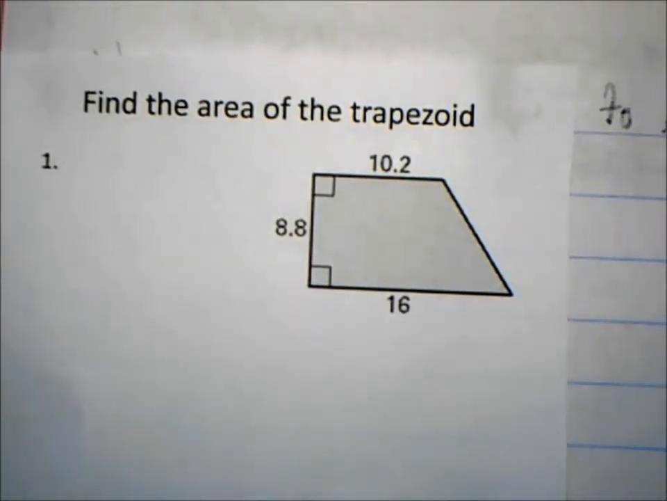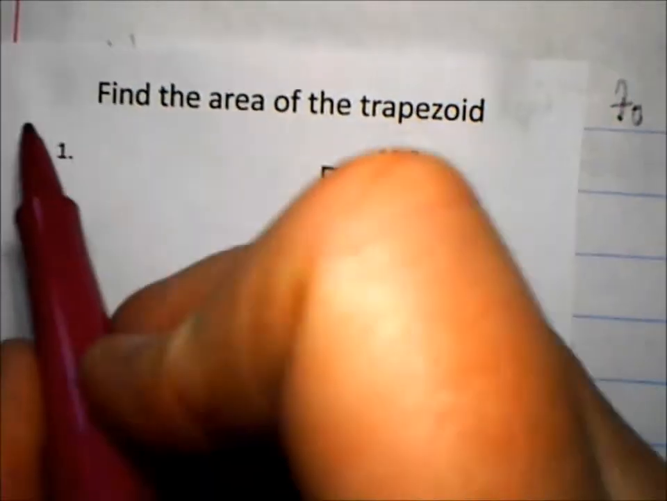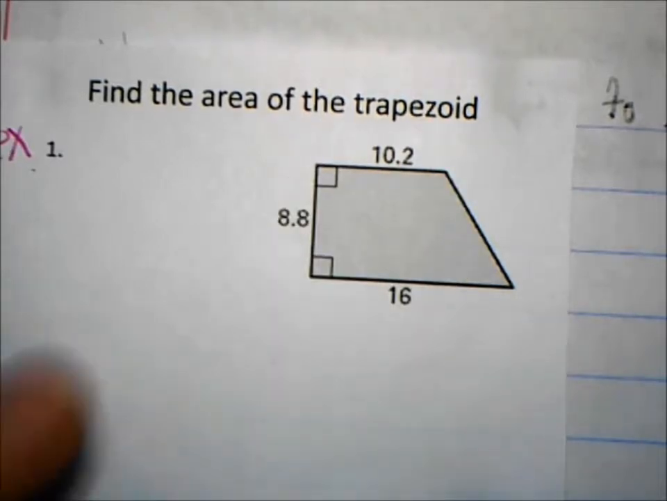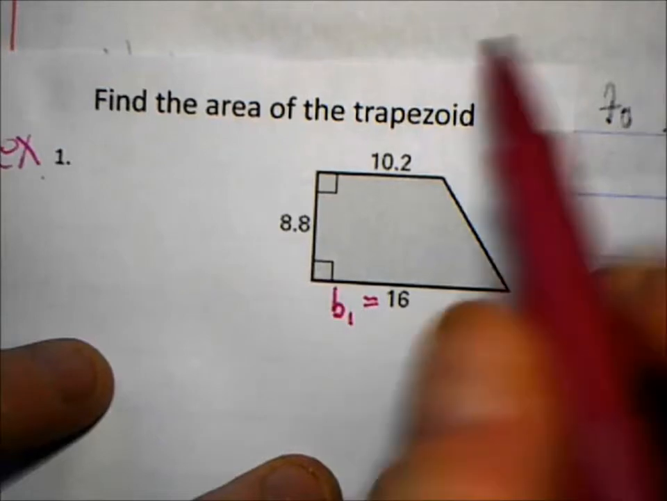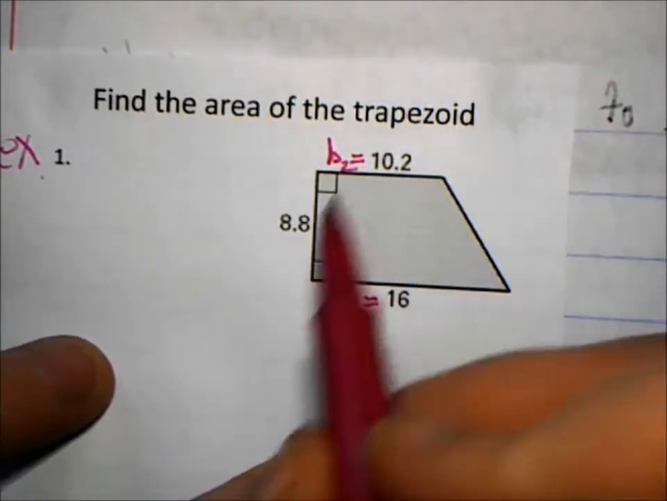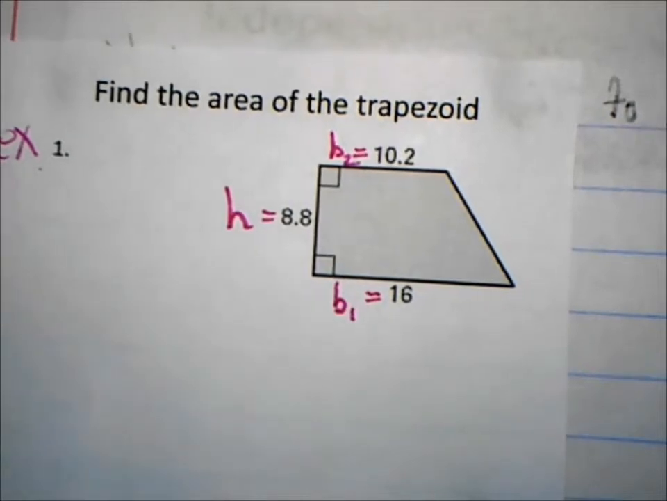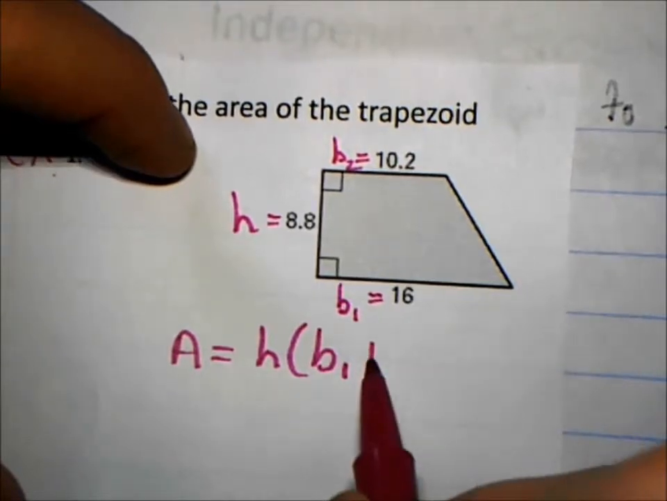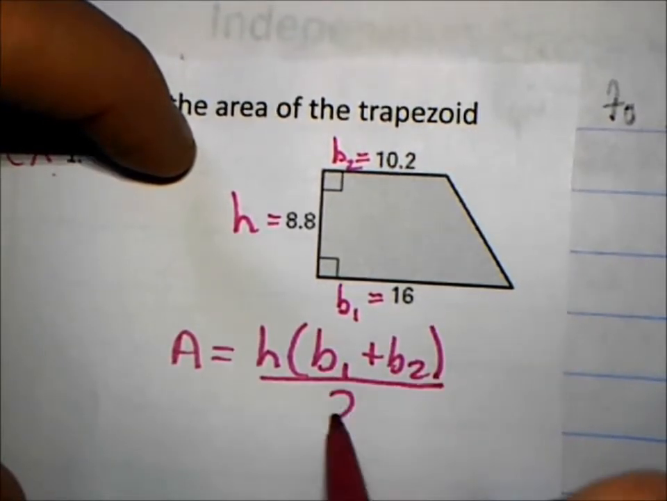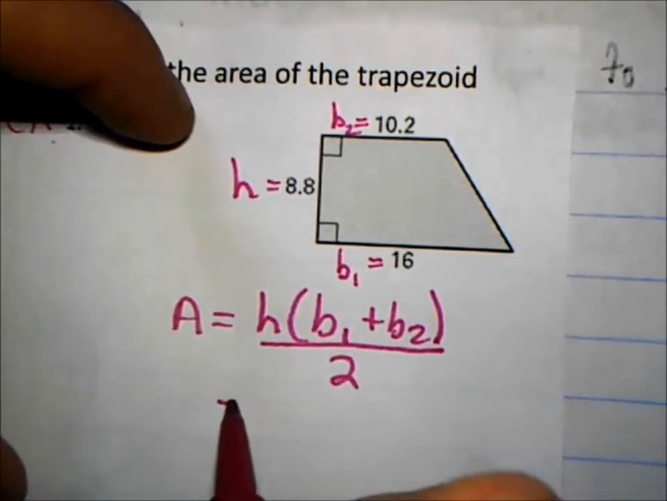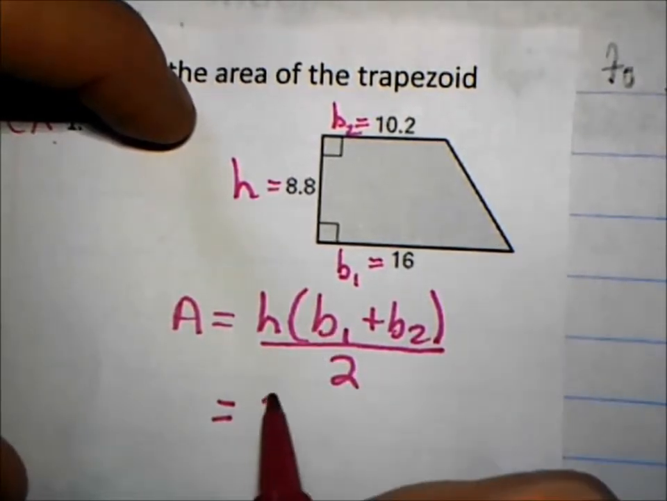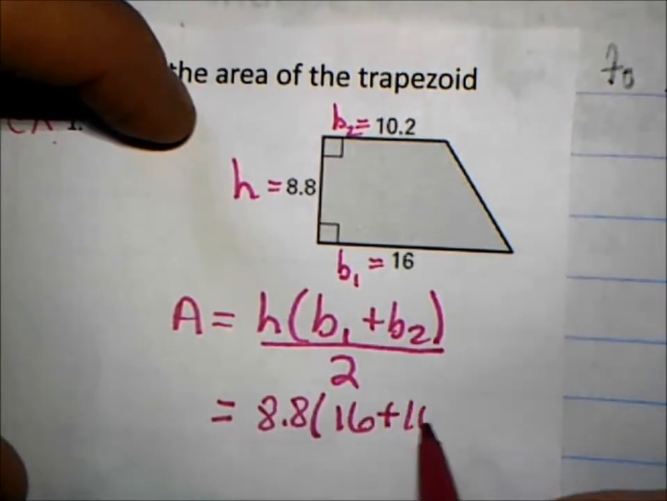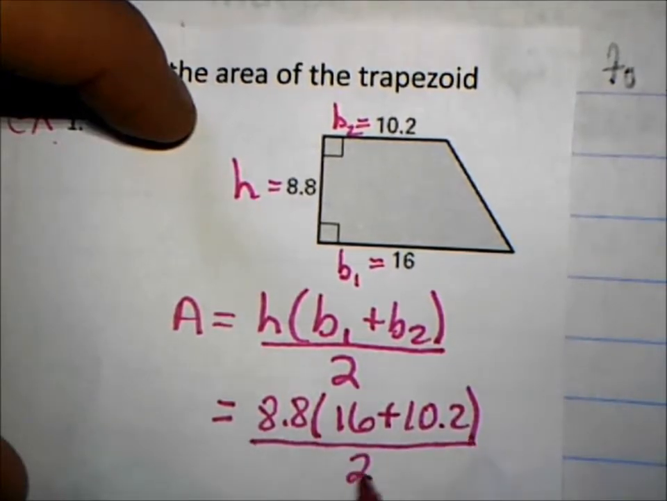Okay, if I look at the first example, I forgot to put example on here. So example 1, this is a trapezoid. So that means that this is base 1, the top one is base 2, and this one is the height. So the formula I'm going to use is height times base 1 plus base 2, all divided by 2. So if I fill in my numbers, this would be 8.8 times parentheses 16 plus 10.2, all divided by 2.